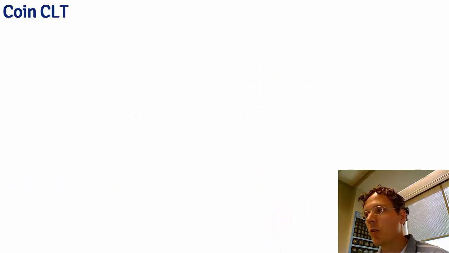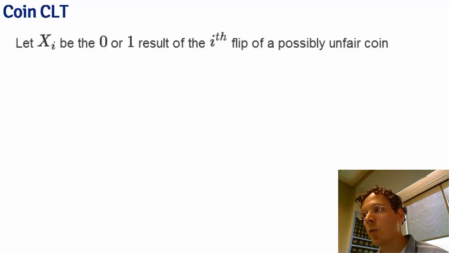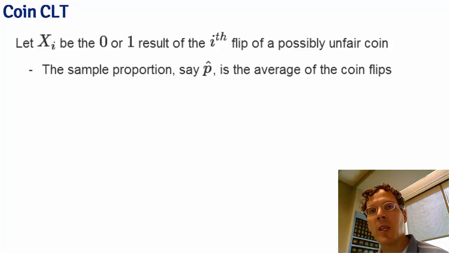Flipping a coin is an interesting case because it goes back to the original development of the central limit theorem as an approximation for the distribution of sample proportions. So let's let xi be the 0-1 result of the i-th flip of a possibly unfair coin. Then recall we usually give the notation p hat as the sample proportion, which is simply the mean, or the empirical average, of the coin flips, coding 0 as a tail and 1 as a head.